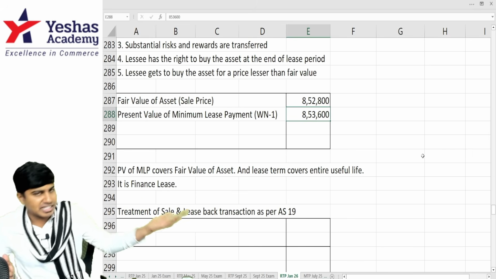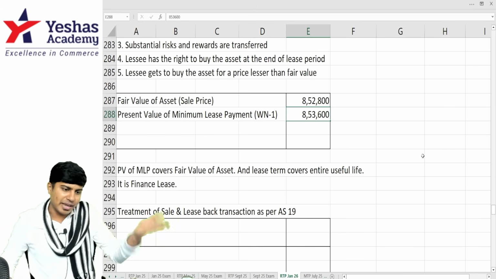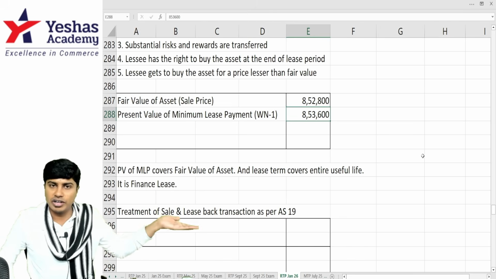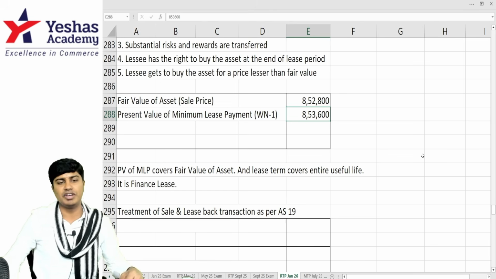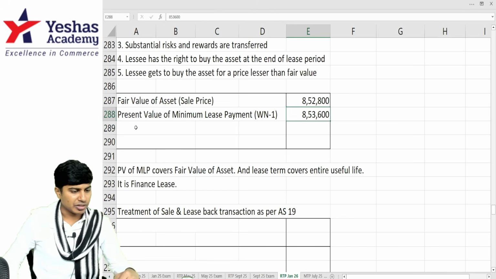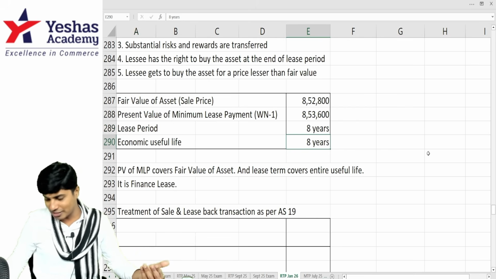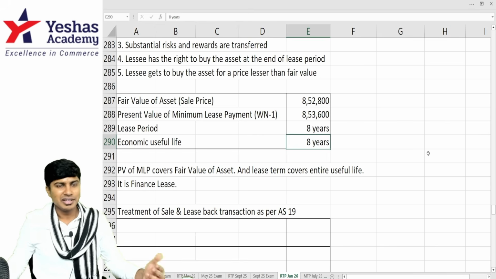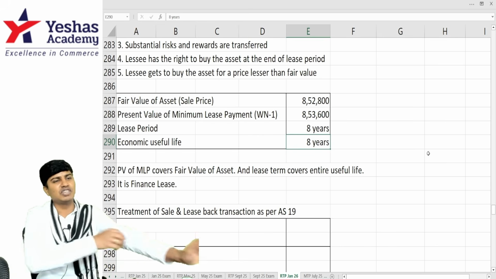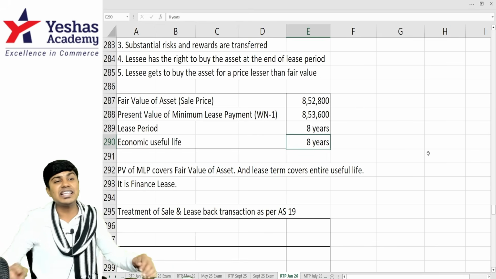Akash Limited, when they give the asset back to me on lease, I am paying him lease installments. All of it together will come to more than 8,52,800. And the remaining useful life of the asset is 8 years. The lease period is 8 years. So it's covering substantially, not substantially, it's covering the entire remaining useful life. This is very evident proof that the lease that it follows is finance lease.